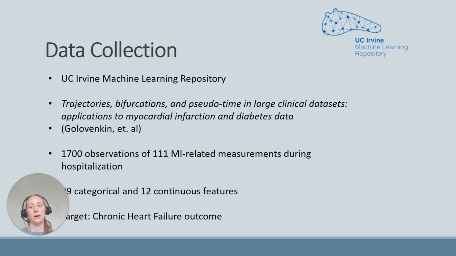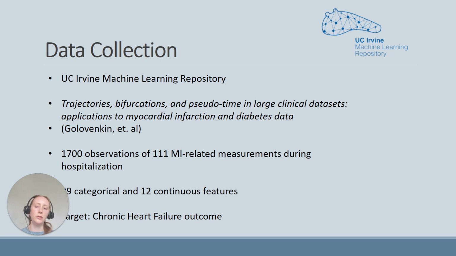So the data collection phase, I of course did not collect the data myself. This came from the UC Irvine Machine Learning Repository, which we've used a lot in our homeworks. This specific data set came from a study called Trajectories, Bifurcations, and Pseudotime in Large Clinical Data Sets: Applications to Myocardial Infarction and Diabetes Data. So this study, again, is more based for data science as opposed to medical research.